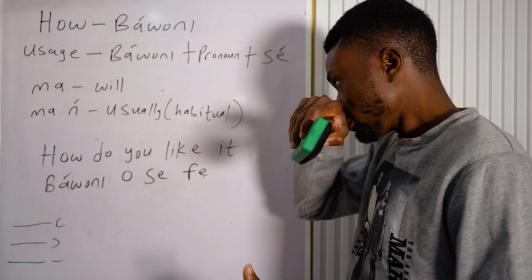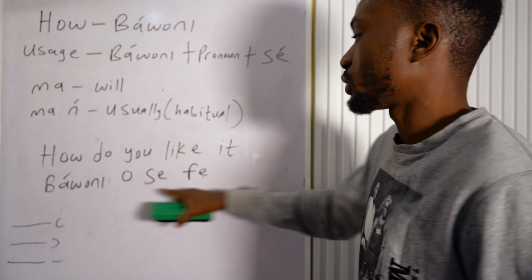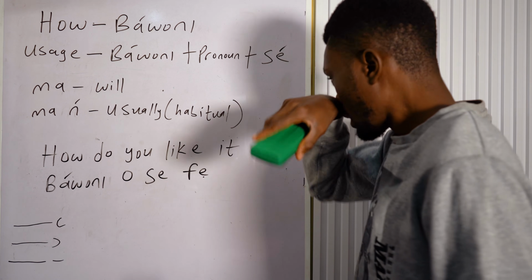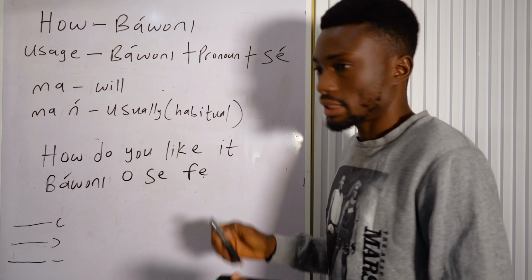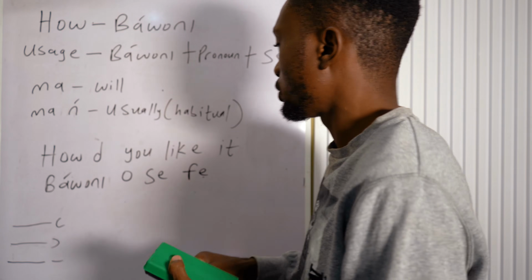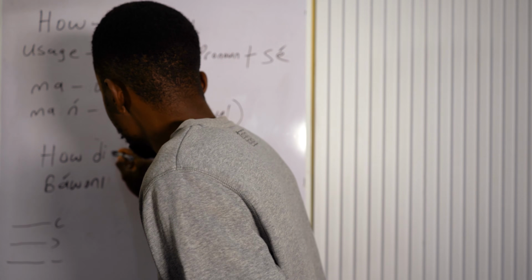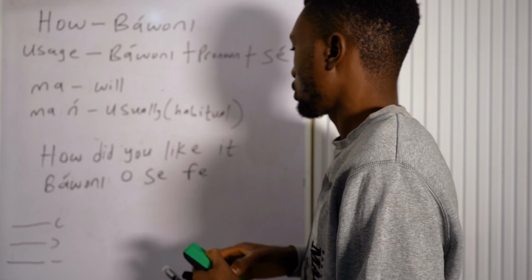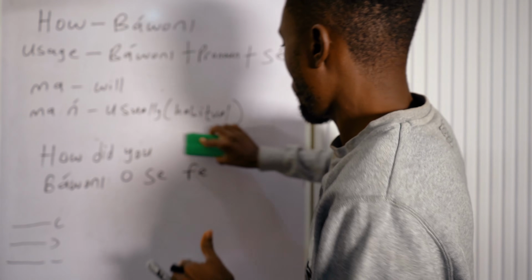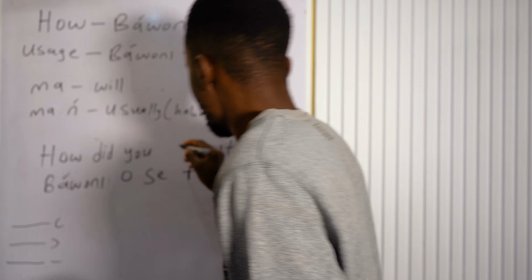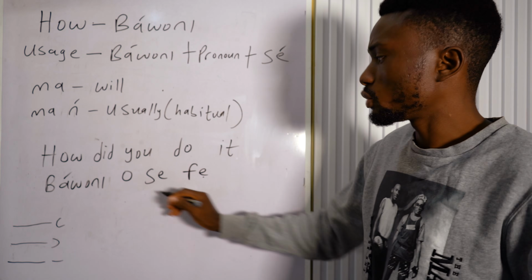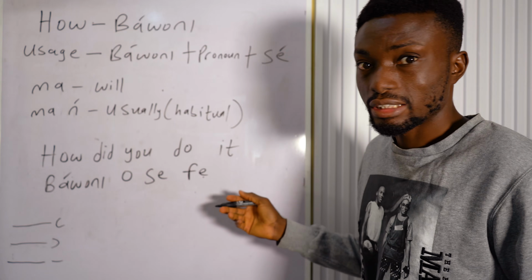Okay. Báwo ni o ṣe fẹ́. How do you like it? Báwo ni o ṣe fẹ́. So how did you do it? Let's try that. How did you do it? Báwo ni o ṣe? What do you think it's going to be?